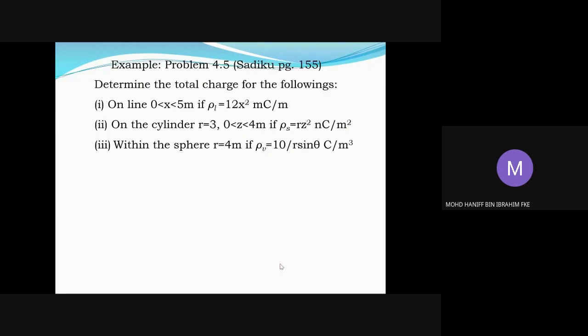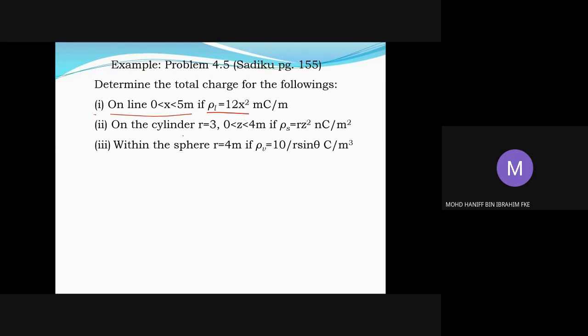So let us proceed with more examples. This is based on the study course book. Determine the total charge for the following problems. Number one, we're going to proceed with number one first. On line x from 0 to 5, if the rho L is 12x squared millicoulomb per meter.